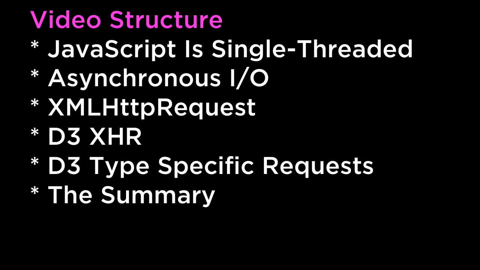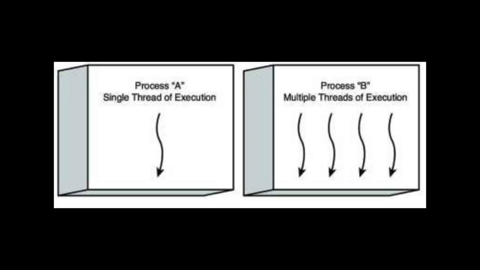Alright, let's get started. JavaScript is single-threaded. In computer programming, single threading is the processing of one command at a time. The opposite of single threading is multi-threading. Single threading means one command is run, then the program waits for it to finish. Once that command is finished, the next command starts.